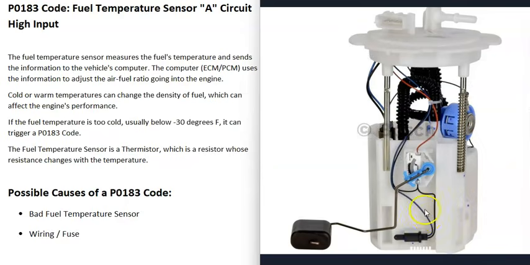One thing to keep in mind with these sensors is that if you live inside of a very cold climate and the temperature gets very cold, usually like negative 30 degrees Fahrenheit, so this isn't going to be too common. But if you do live inside of a very cold climate that gets very cold sometimes, then that can cause problems. It can set a P0183 code. So if you do live in a cold climate, be sure to keep that in mind.